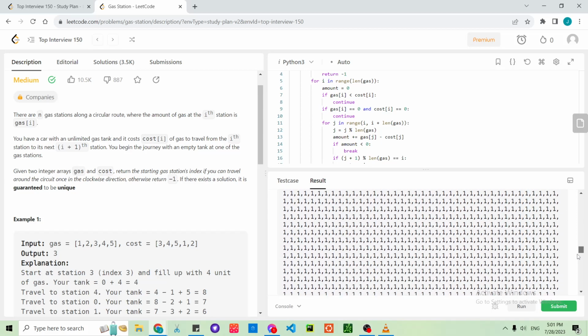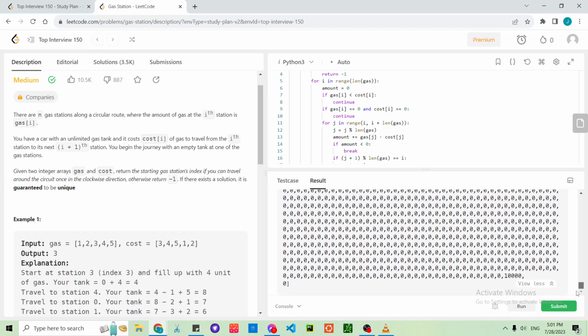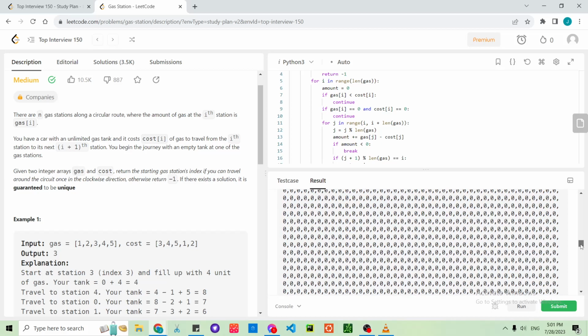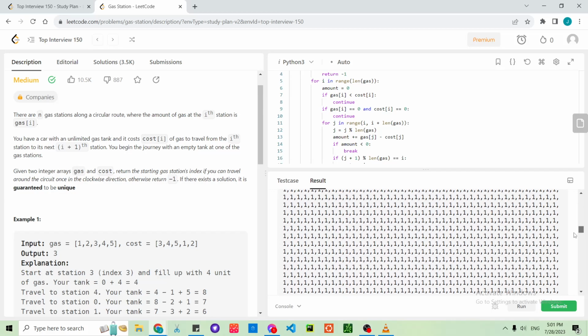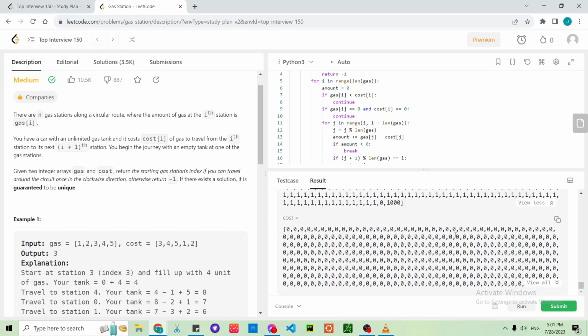Okay, we have tons of 1 and then 1,000. And what do we have here? Oh, I see. Cost 10,000. Gas, $1,000 and $10,000. So what do we do in this case?